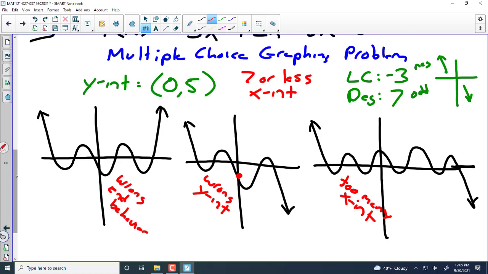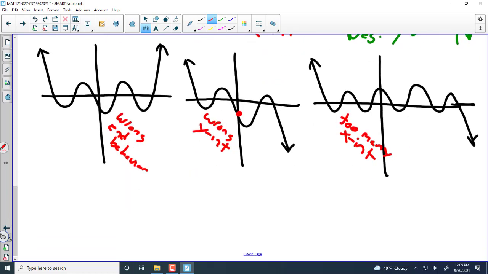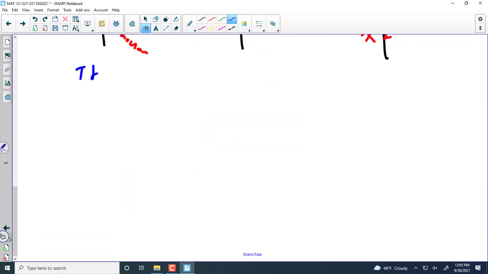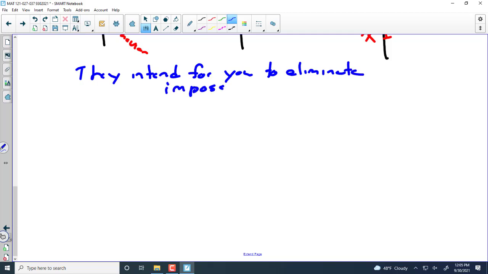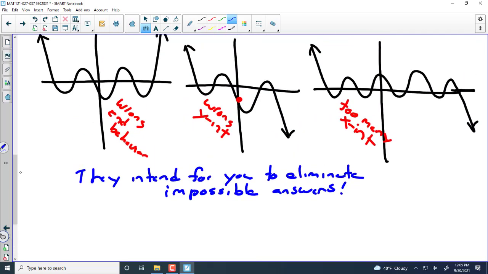You're not going to be able to figure out all the x-intercepts just by looking at an unfactored polynomial for the most part. But you can figure out these key pieces of information, and that's enough to eliminate some wrong answers. So when they give you a multiple choice question like this, they intend for you to eliminate impossible answers. And I know it's like an old study technique where you really know you're doing well in a multiple choice test if you pretend it's not multiple choice and you figure out the answer yourself and then see if your answer matches one of theirs.